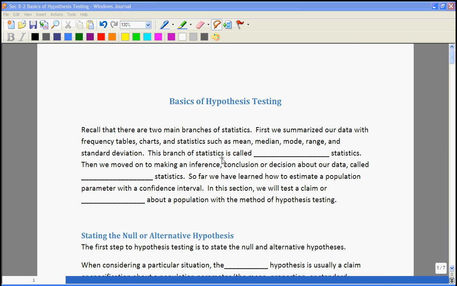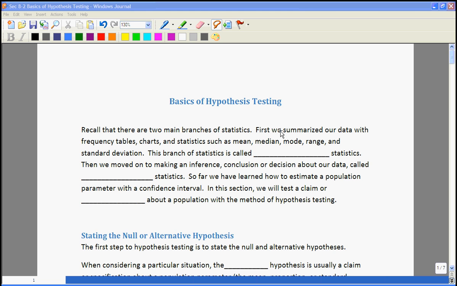Basics of hypothesis testing. Recall that there are two main branches of statistics. We talked about this way back in Chapter 1. First, we learned how to summarize our data with frequency tables, charts, and graphs, and we also calculated statistics such as mean, median, mode, range, standard deviation, and variance.